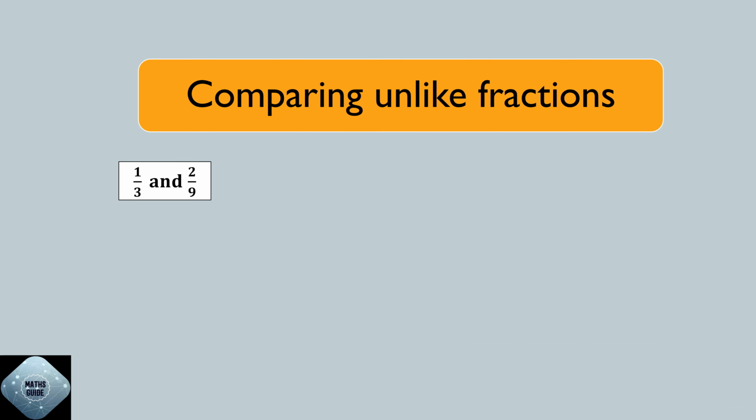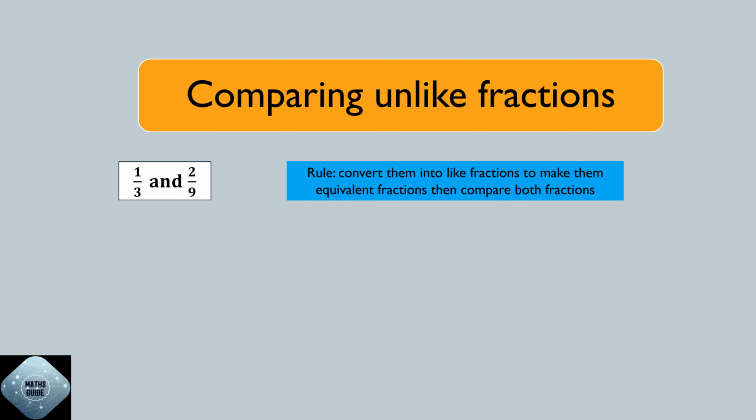Now we are going to compare unlike fractions. In first fraction, denominator represents 3 total parts, and in second fraction, denominator represents 9 total parts. So we shall find an equivalent fraction of 1/3 whose denominator is 9. As you know, 3 times 3 is 9, so we shall multiply both numerator and denominator with 3, and what we get is 3/9. It means 3/9 is an equivalent fraction of 1/3.